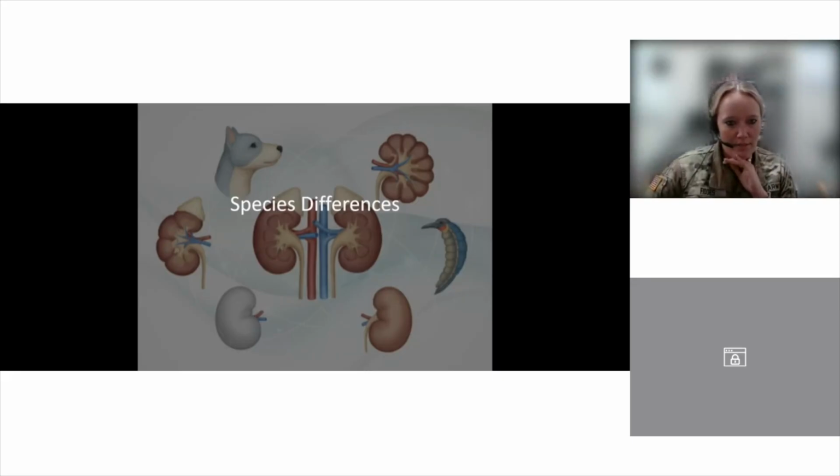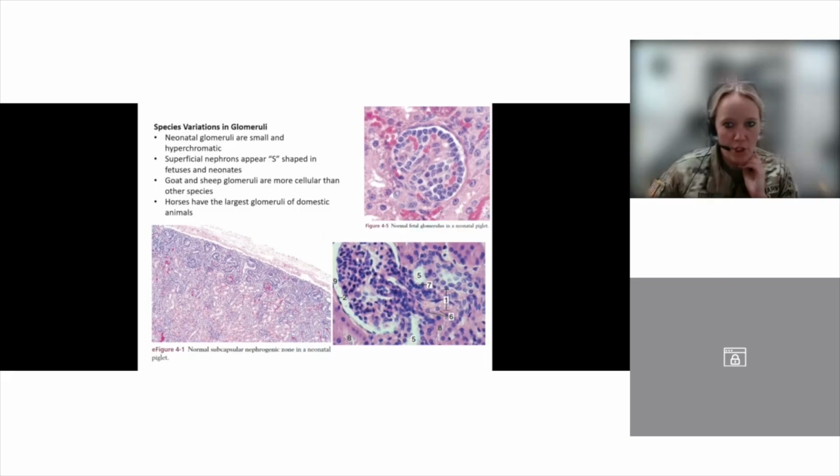All right, let's touch on a couple of different species-related things, some of which I have already highlighted. Depending on the species, there are some differences in the histologic appearance of the glomeruli. So neonatal animals, very young animals, can be much smaller and hyperchromatic. They can appear more cellular. So this is a fetal glomerulus from a neonatal piglet. Some of them in fetuses and neonates, near the cortex, the superficial nephrons, they almost have like this S-shape appearance to it. A couple of species, goat and sheep, they just have very cellular glomeruli.